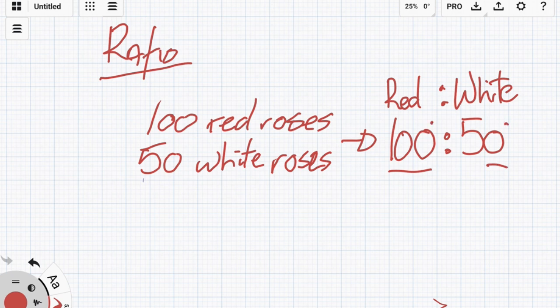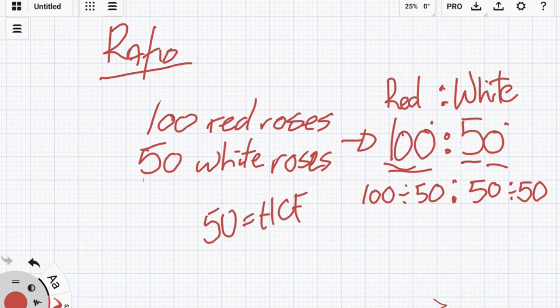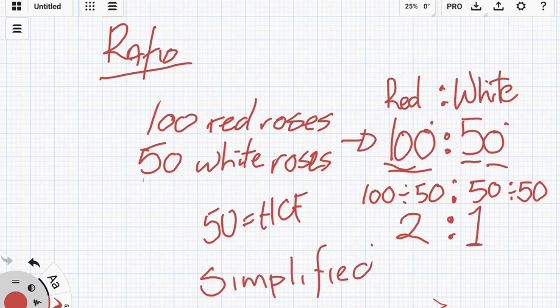We simplify this by dividing both sides by the biggest number that goes into both, which is 50. We call this the highest common factor, or HCF. That gives us a simplified ratio of 2 to 1. This means for every 2 red roses we get 1 white rose.